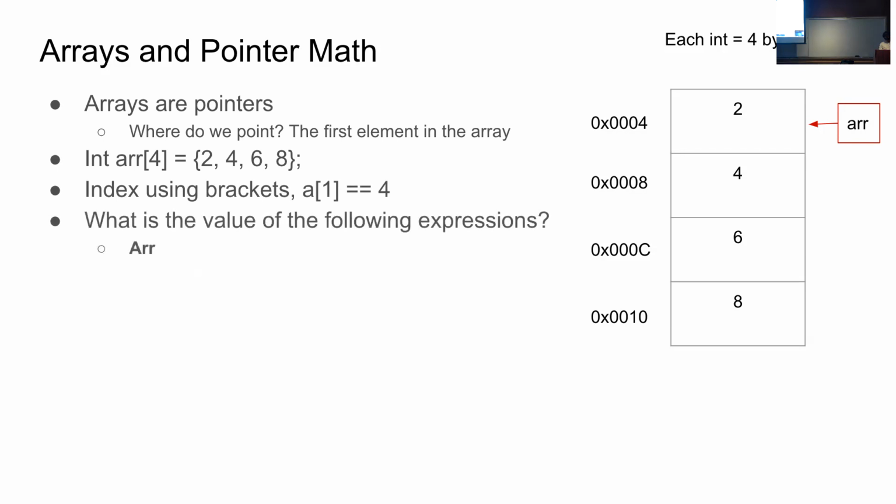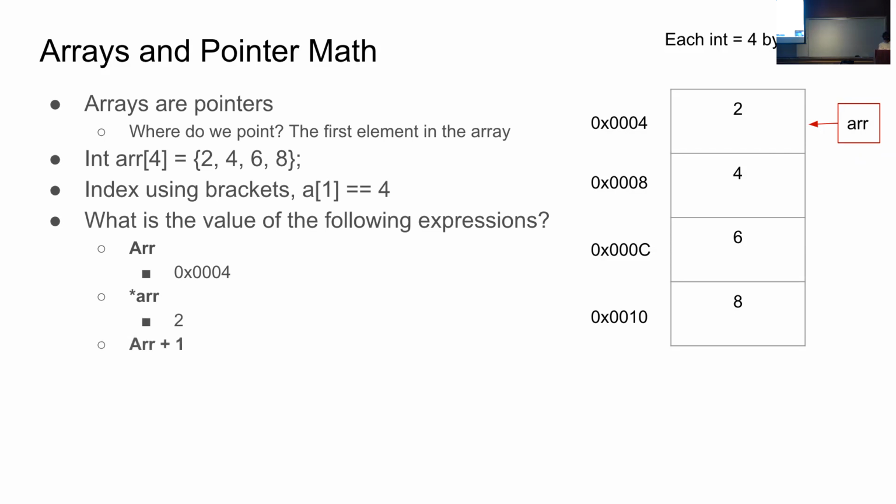Okay, so what are the values of the following expressions? What is the value of our array? What's the actual value? Any ideas? Yeah. Yeah, exactly. So the array is a pointer, so it's the hex value of 4. Okay. And then if we dereference that pointer, right? The pointer is 0004, and dereferencing just gets what's being pointed to, right? So when we dereference, the value is 2.